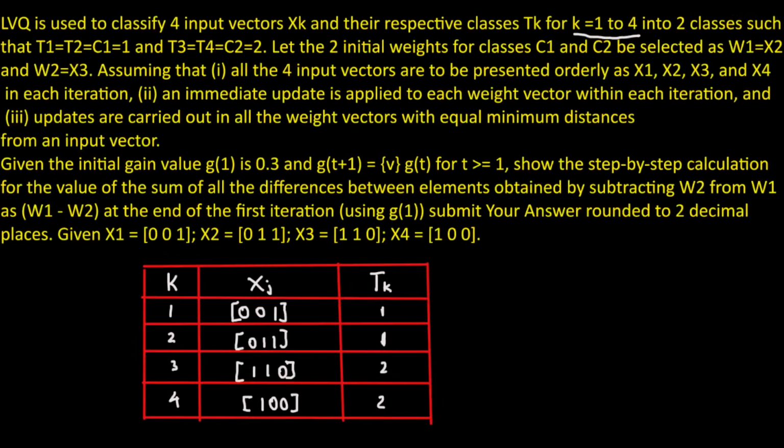We are going according to the table. First we are going to have x1 of t1, x2 of t1 again, and then x3 of t2, x4 of t2. These are the 4 iterations we have to do.